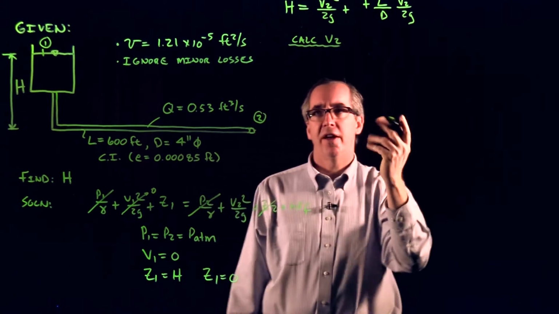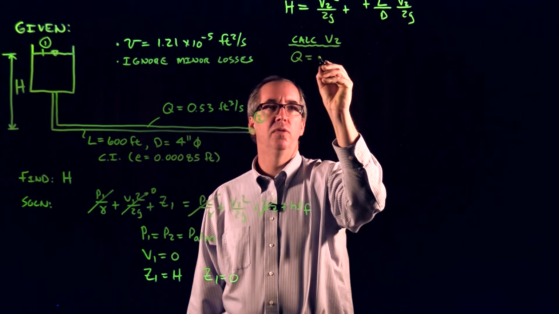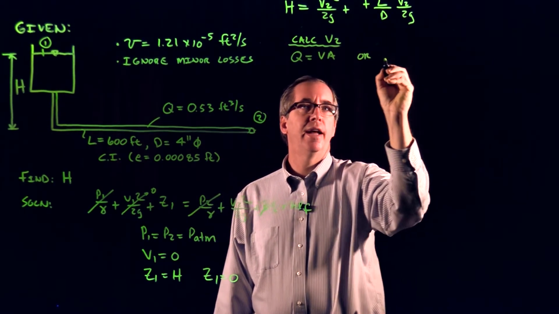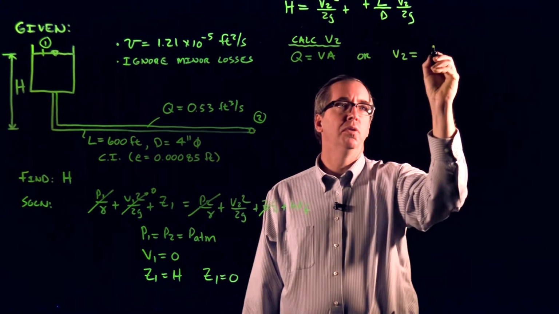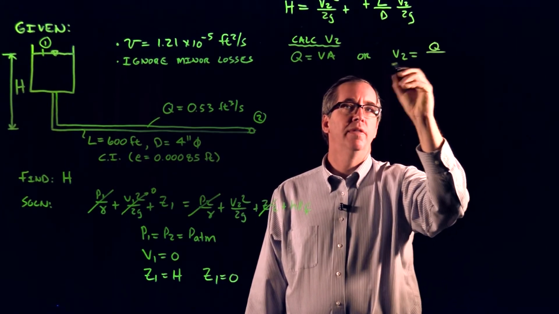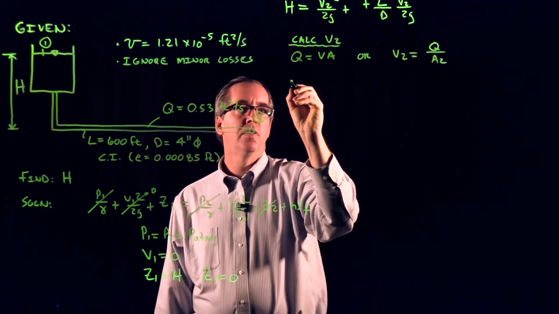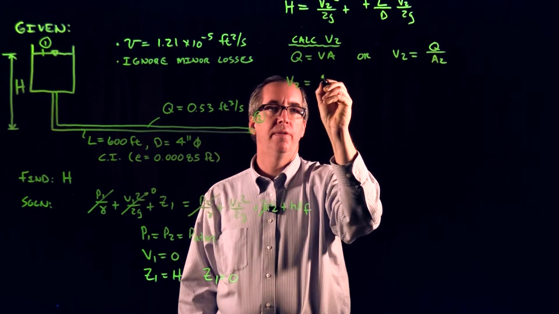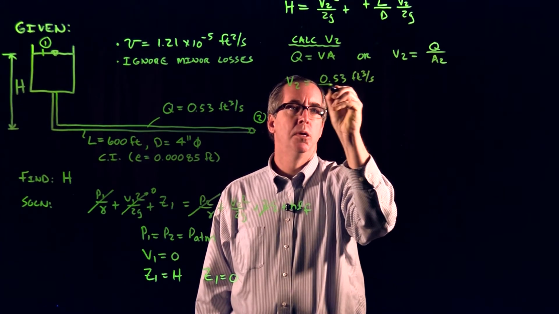Conservation of mass tells us that at any point the flow is equal to the velocity times the area. So if I rewrite that, I can say that the velocity at point 2 is equal to the flow going through the pipe divided by the area at point 2. So my V2 will be, the flow was given to us as 0.53 cubic feet per second.